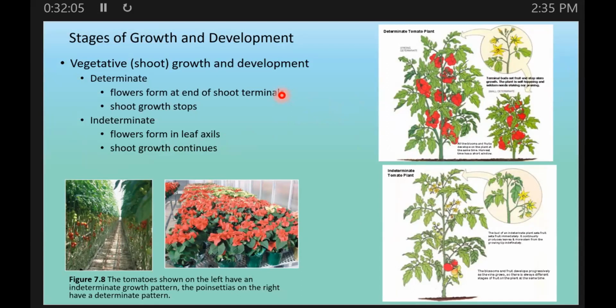And so it can matter to you depending on how you want to grow your tomatoes and when you want your fruit to form. Want it all at once or staggered. But I see a lot of different readings where they talk about determinate and indeterminate, but they never really explain it. So I wanted to show that difference to you.